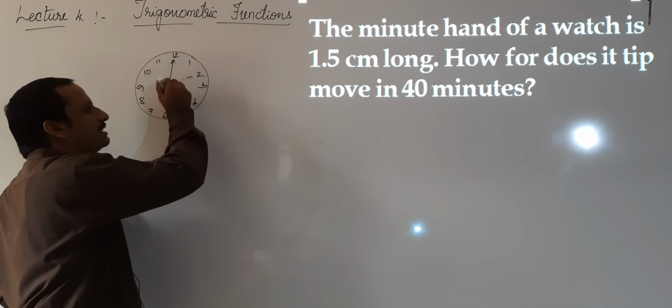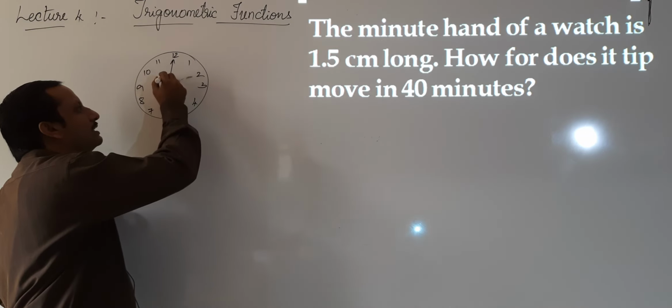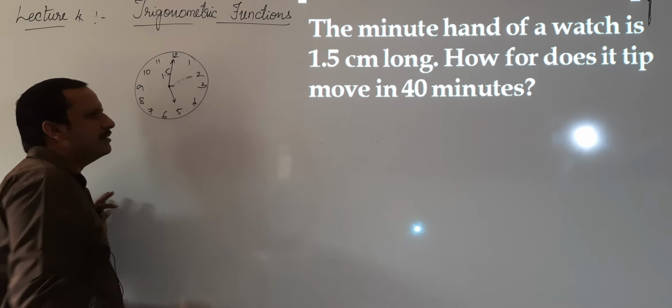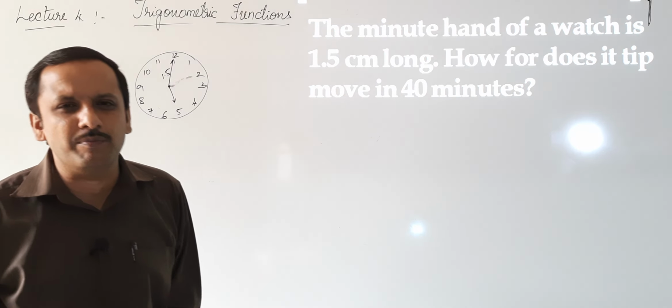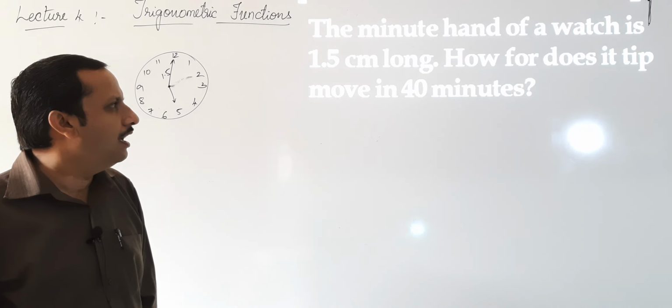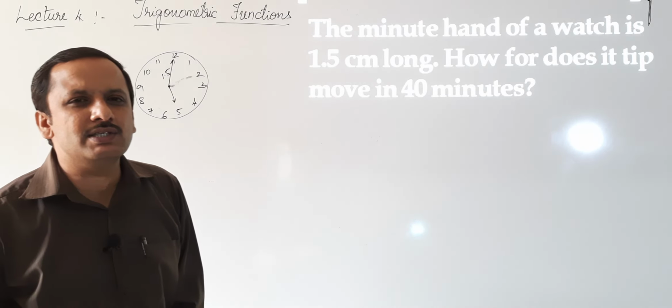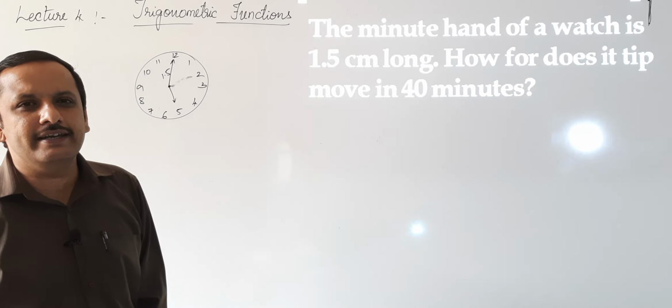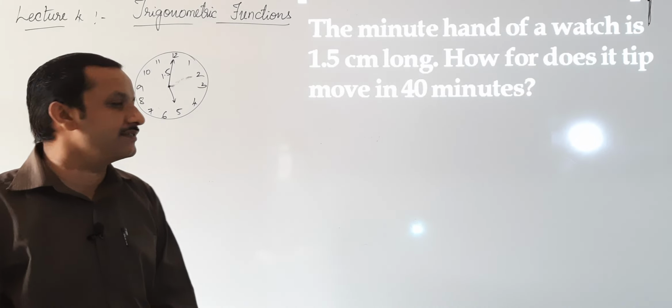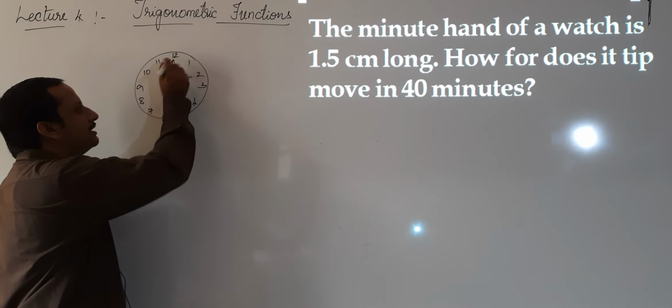This is the minute hand, this is the hour hand. So, this length is 1.5 centimeter. The minute hand is of length 1.5 centimeter. How far does its tip move in 40 minutes? In 40 minutes, how much does its tip move? That's the question. Tip. This is the minute hand.